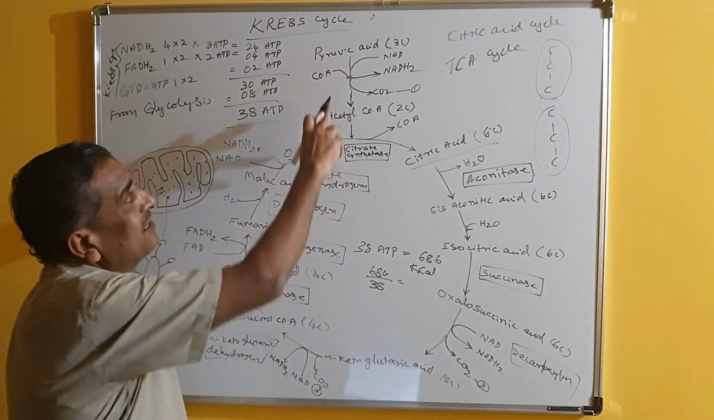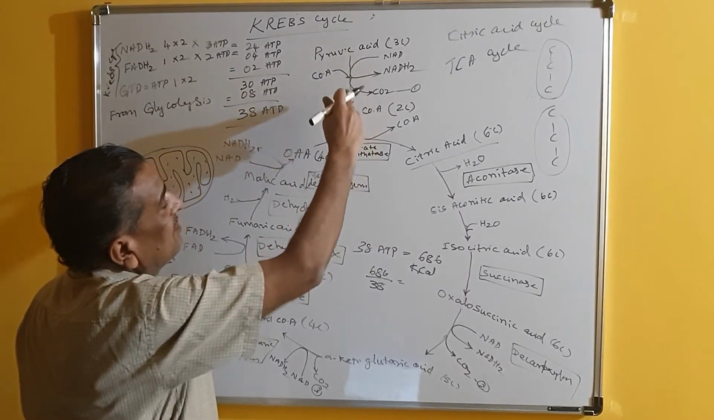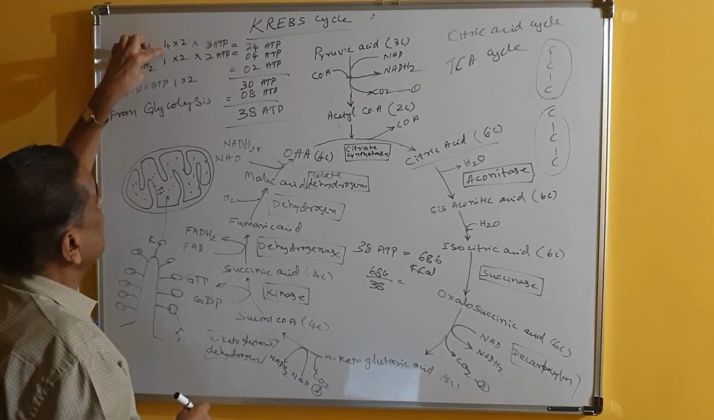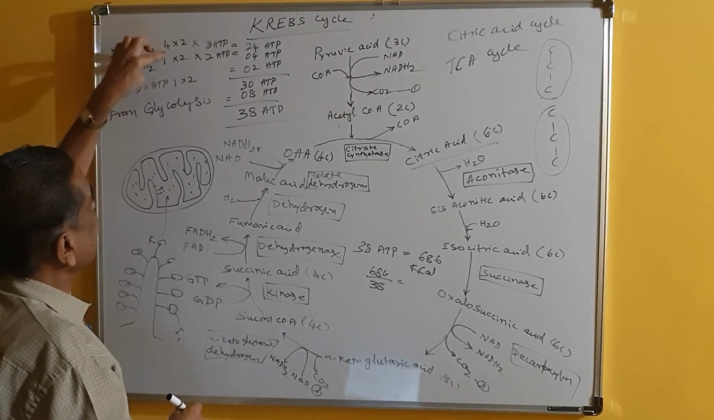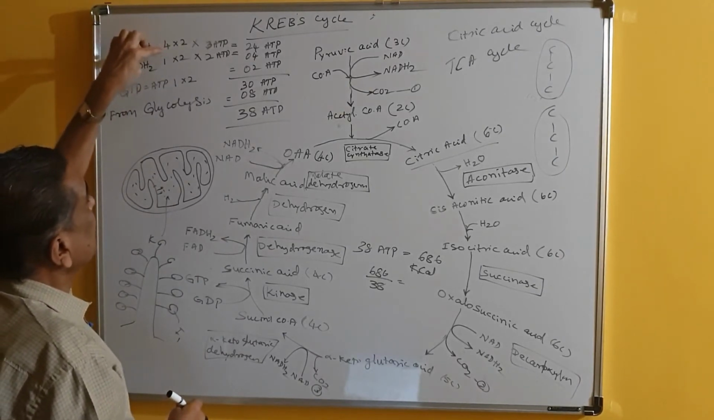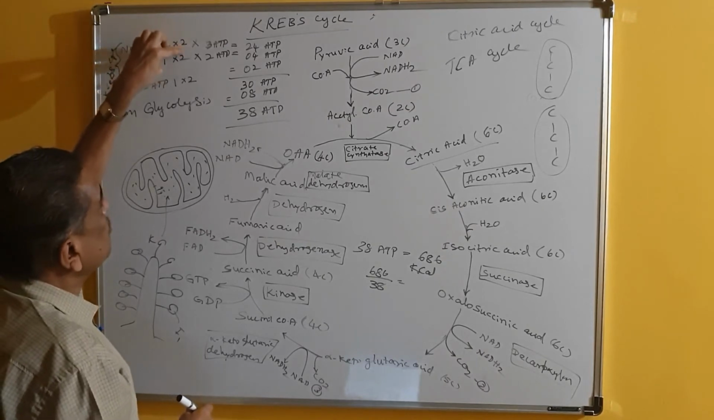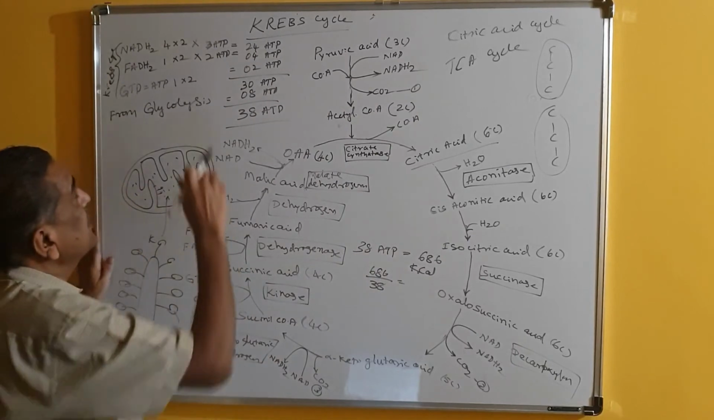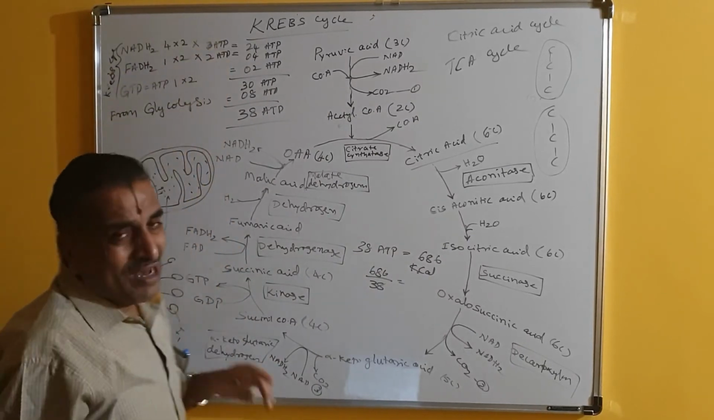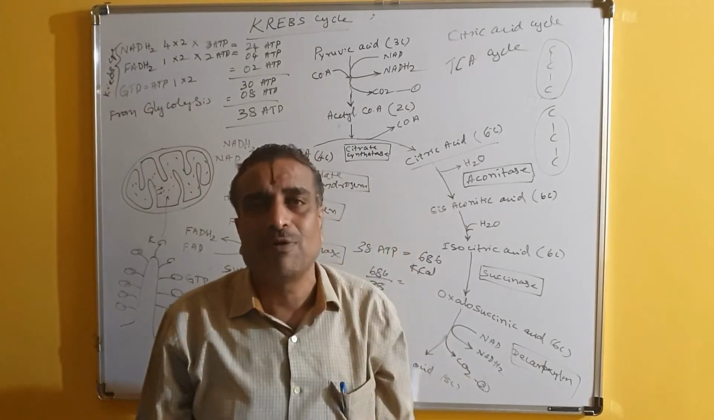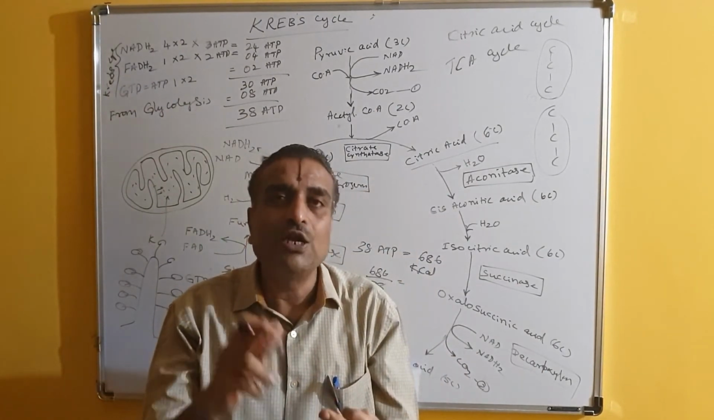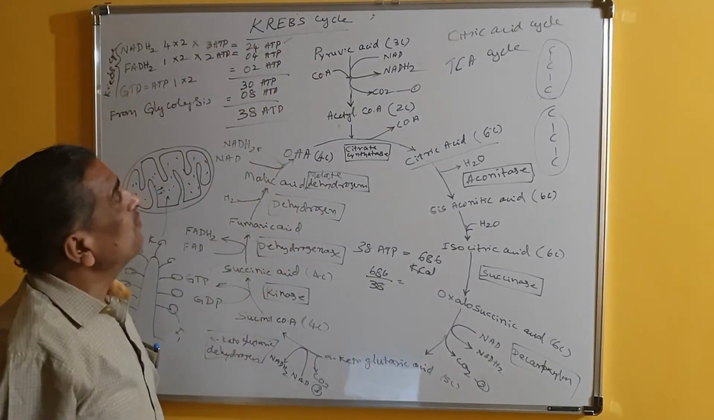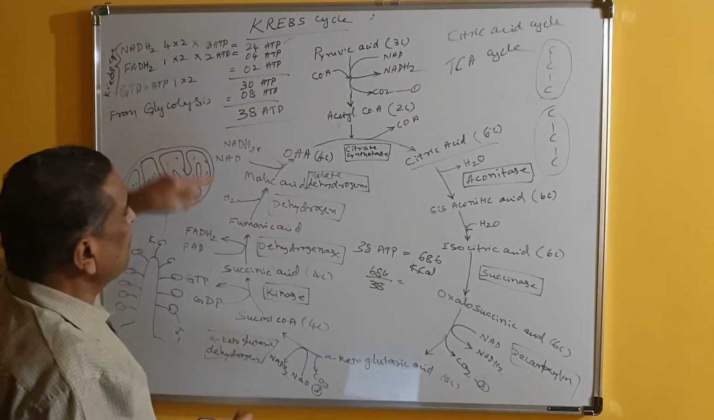So 4 NADH2 are produced here, and 4 NADH2 are multiplied by 2 because for one molecule of glucose, 2 Krebs cycles are taking place. So that is one thing. Second thing is, from one NADH2, 3 ATP molecules are produced. So 3 into 2 into 4 is equal to 24 ATPs produced here. And there is FADH2 also.